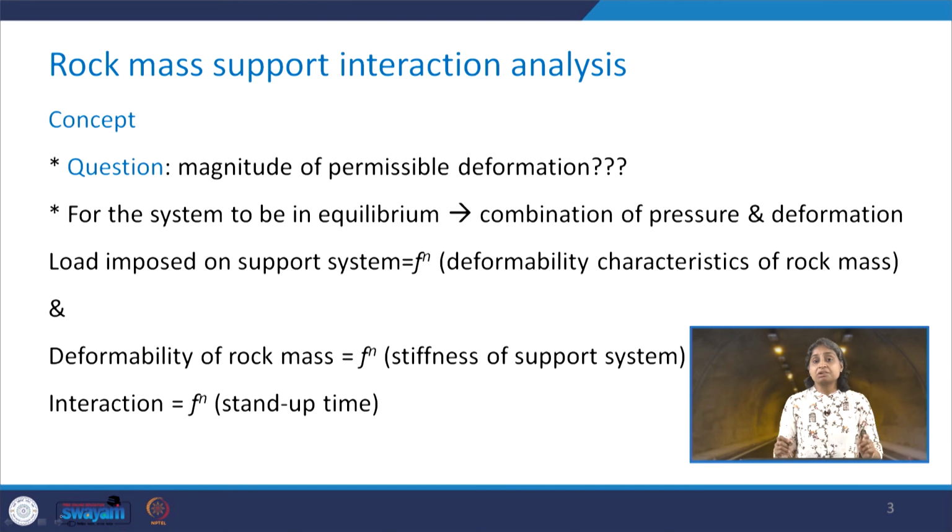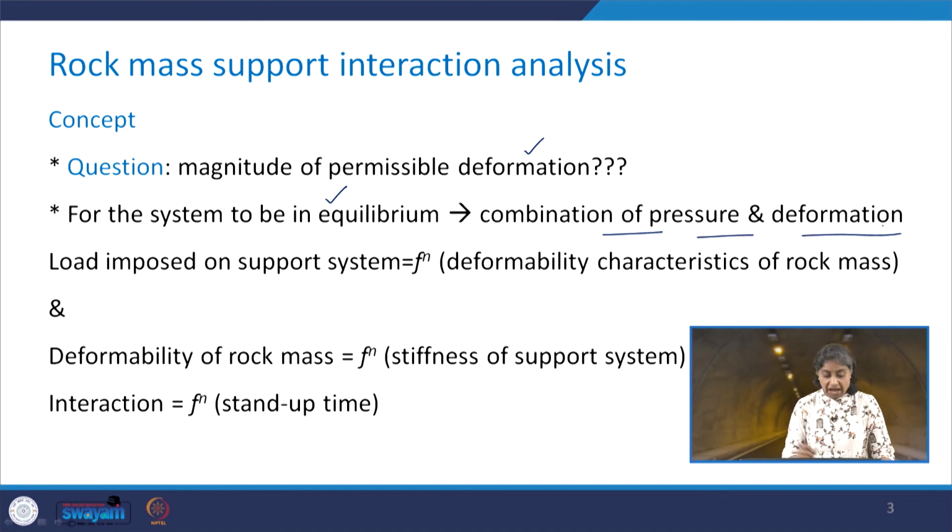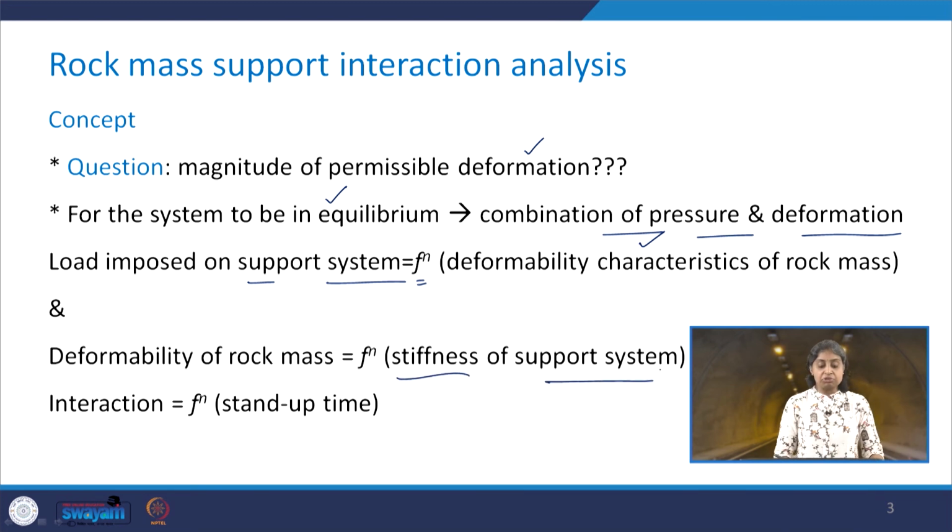The question comes, what should be the magnitude of the permissible deformation. Then another thing which one needs to keep in mind is that for the system to be in equilibrium, there is a particular combination of pressure and deformation. So, the load which is imposed on the support system becomes a function of the deformability characteristic of the rock mass, and this deformability characteristic of the rock mass in turn becomes a function of the stiffness of the support system.